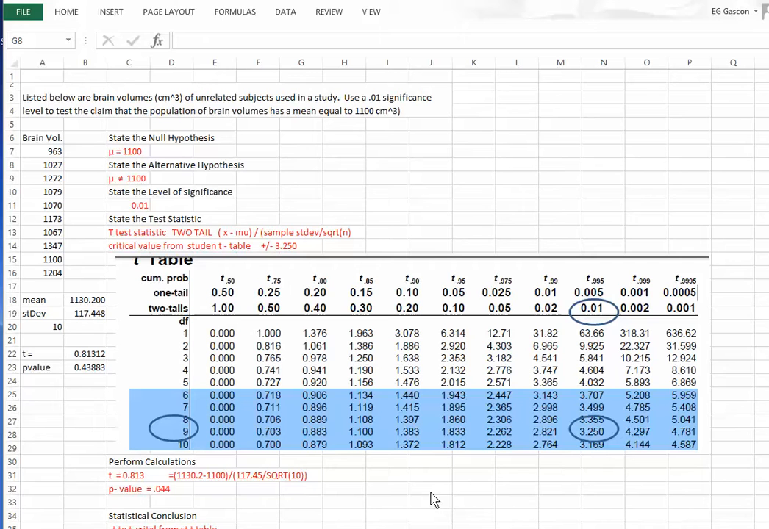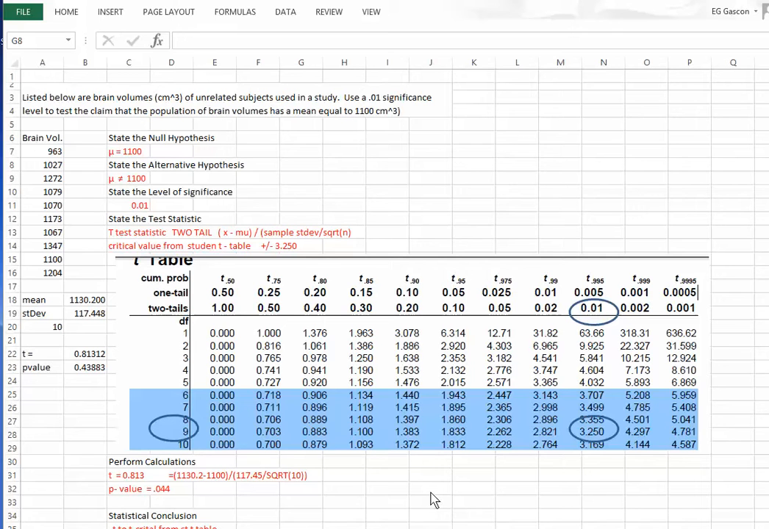And therefore, we're going to take a very tight type 1 error of 0.01, or we're going to take a risk of only 1%. That'll be our significance level for our test. We're going to test a claim that the population of brain volumes has a mean equal to 1,100 cubic centimeters. So that's the number that we're looking for.